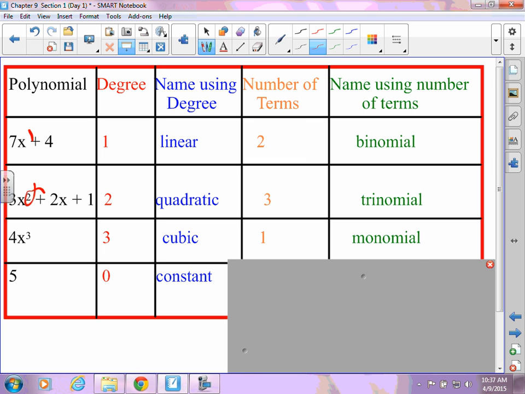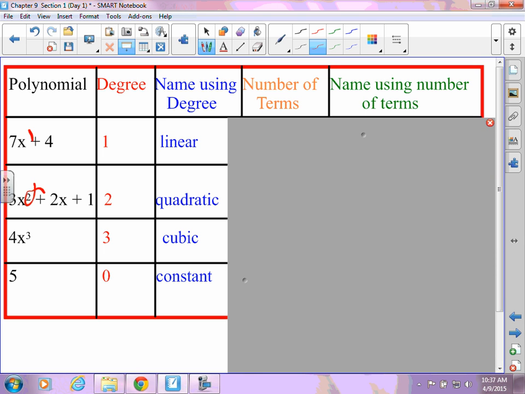So the first name deals with just the degree or the exponent. It's the first name. The second name deals with number of terms. So let's take a look at the number of terms for just a minute. The number of terms are cut by addition and subtraction symbols.